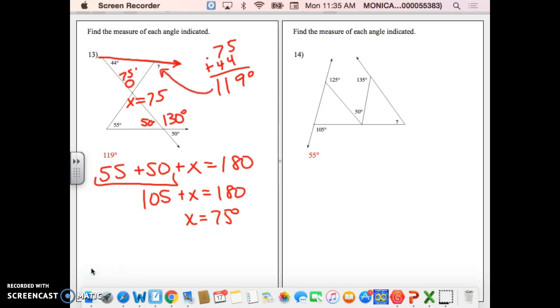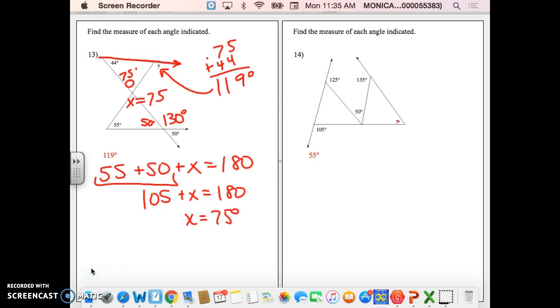This is the skill that you're going to need to be able to do when you walk around the room. You're going to have to use reasoning to figure out what's missing, and what kind of equation do I have to set up. So if I look at number 14, this looks really complicated, but there's a lot that I know about this. First of all, I'm trying to get this angle here. So I'm going to work backwards.